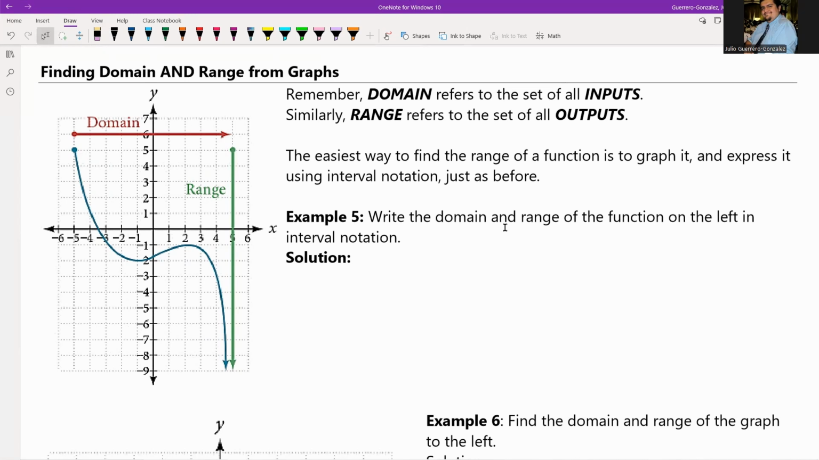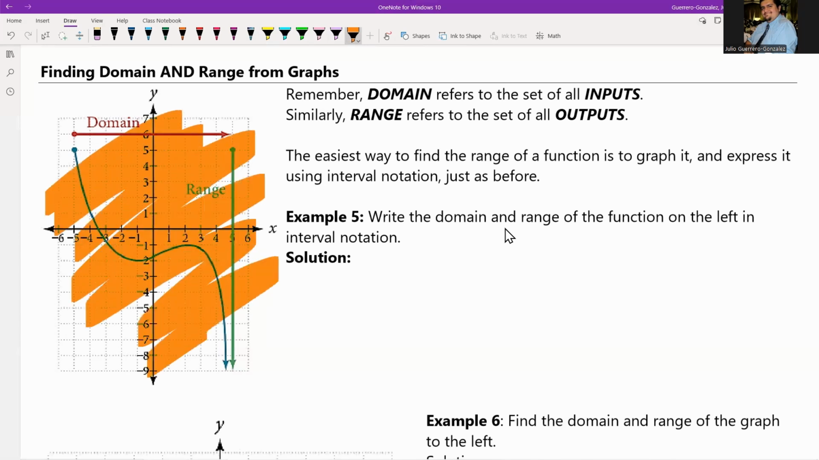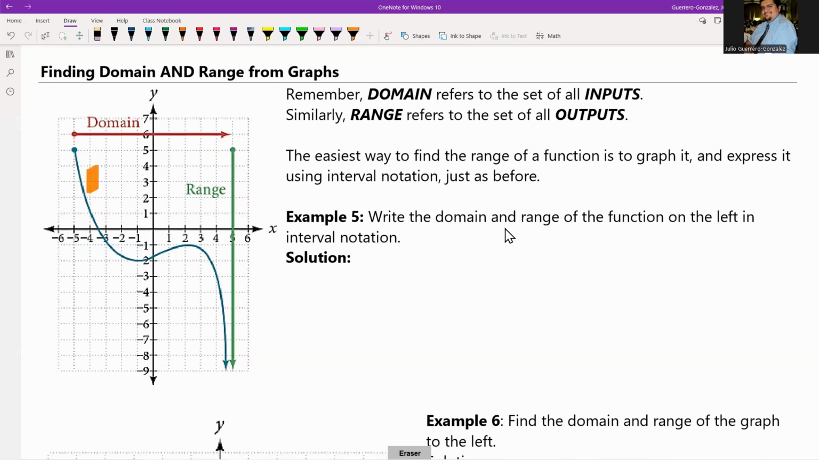So let me take a look at this function right here. I'm going to be looking at this graph in particular. Notice there is no function for this one, but we're going to need to find the domain and the range. So just keep in mind, the domain of a function is all the inputs, and the range is the set of all outputs, okay?